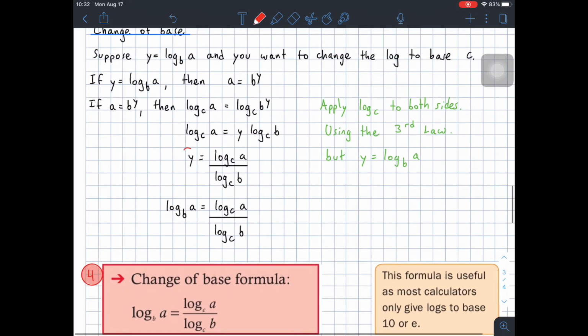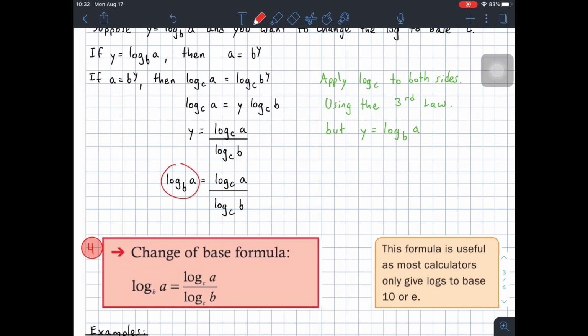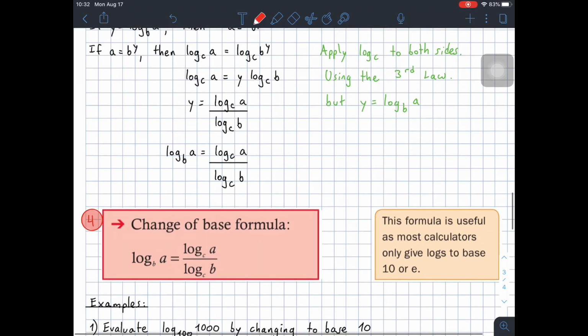But if you remember, from the beginning, I defined y as log base b of a. So finally, I have this expression: log base b of a is equal to log base c of a divided by log base c of b. And this is exactly the change of base formula, okay?